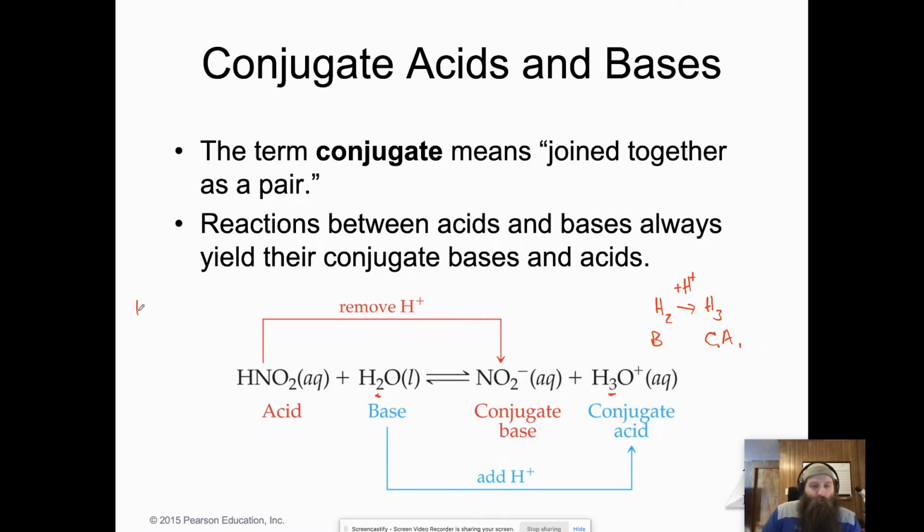On the other hand, I have HNO2, and it's becoming NO2 minus. So I had to subtract an H plus. So this must be the acid, and that must be the conjugate base. And hopefully you remember doing this in first year chemistry.